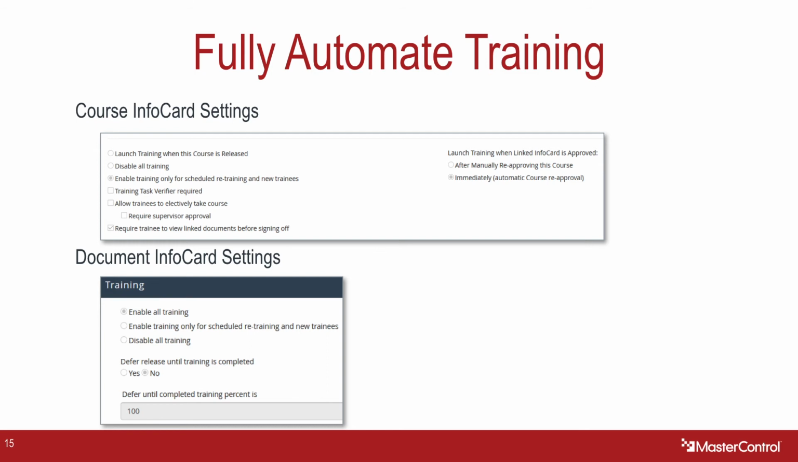And as long as you're not enabling all training, if you go in and you have to do a quick approval on the course or the document for some reason, the system will check and make sure it's not sending training out to all of the people who have already taken it. Only if there's a new revision, a major change.